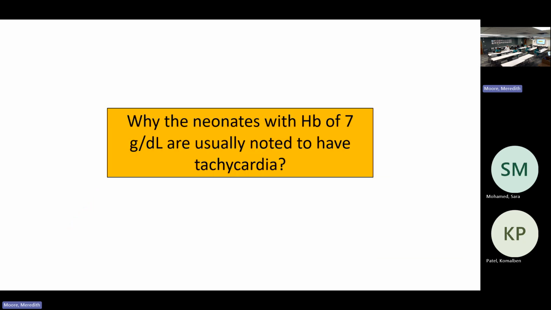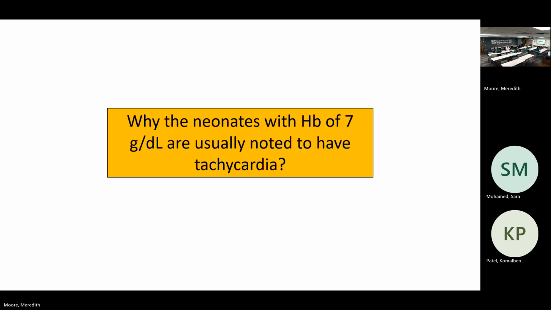So now the question is, why are neonates with a hemoglobin of 7 gram per deciliter usually noted to be tachycardic? Of course, this is a talk about oxygen, so it has to do with something with oxygen. So I'm giving you some tips already. I see Dr. Mahan has explained it many times in rounds and in morning report. I have seen him doing it, so you guys should get it right.